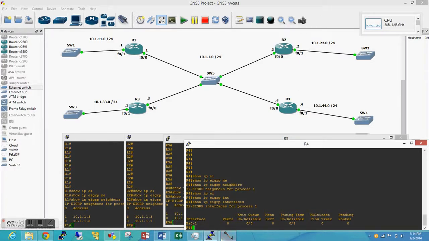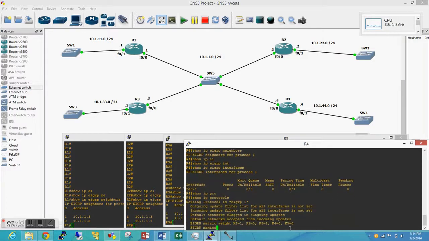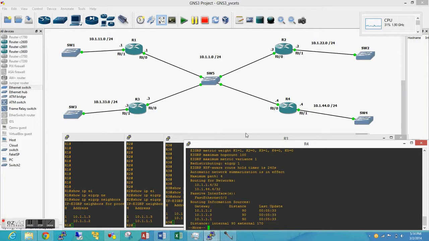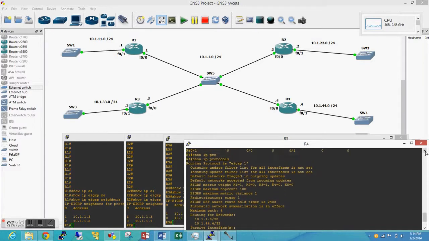For some reason, he has Fast Ethernet 0/1, but I don't see Fast Ethernet 0/0 under the EIGRP interfaces. So let's look at another command, show ip protocols, to give us a little more information. Interesting. Okay. Aha! I think we found it.